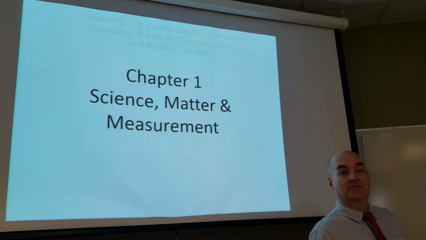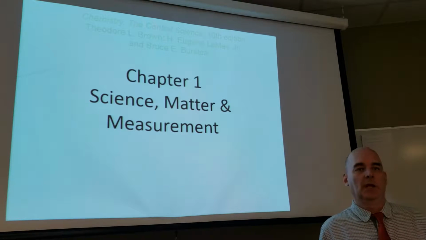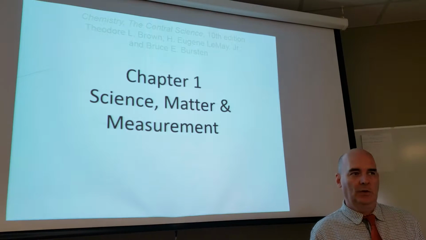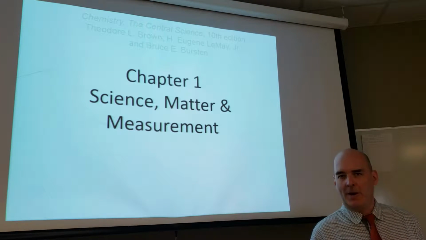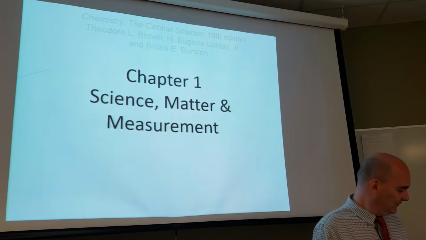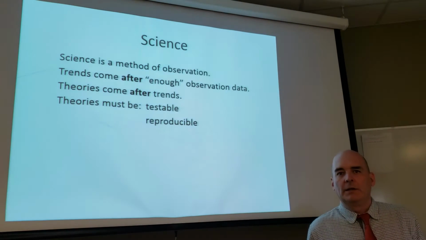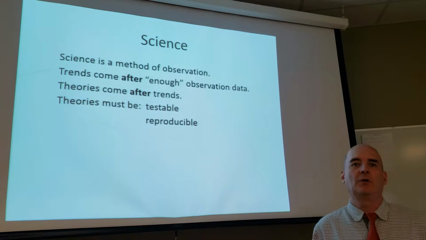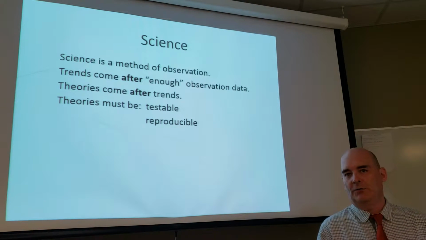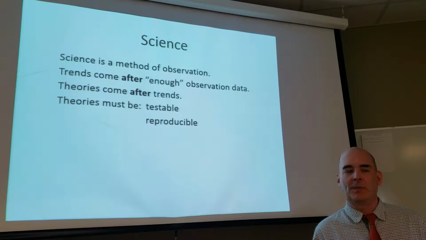Chemistry is the scientific study of matter, and in chapter 1 we're going to look at the scientific method, and then we'll look at matter and measurements. Now it turns out that the scientific method relies on the integrity of the person performing the measurement.